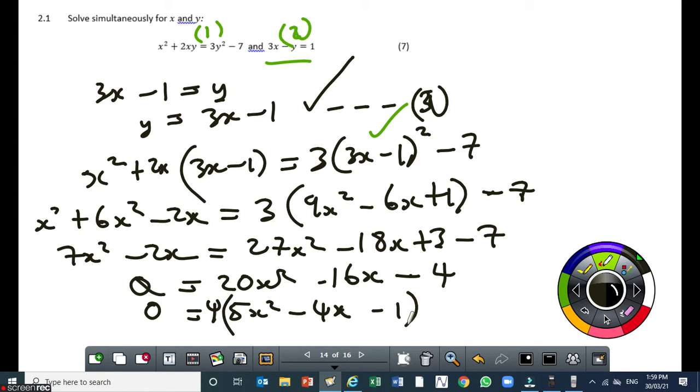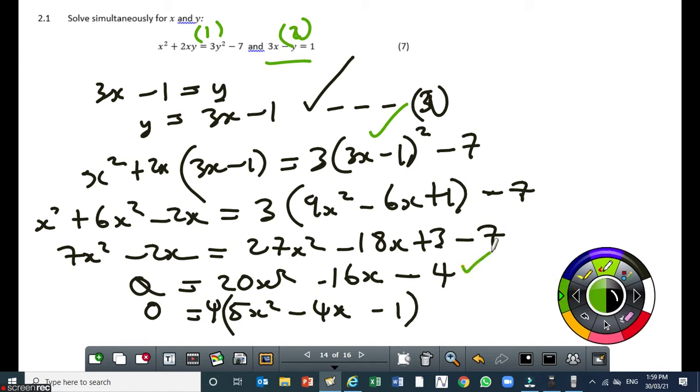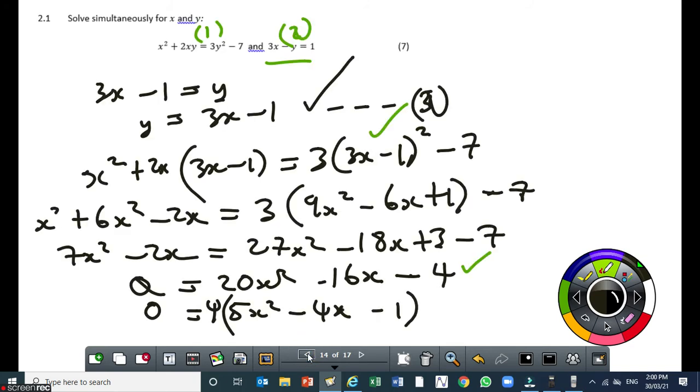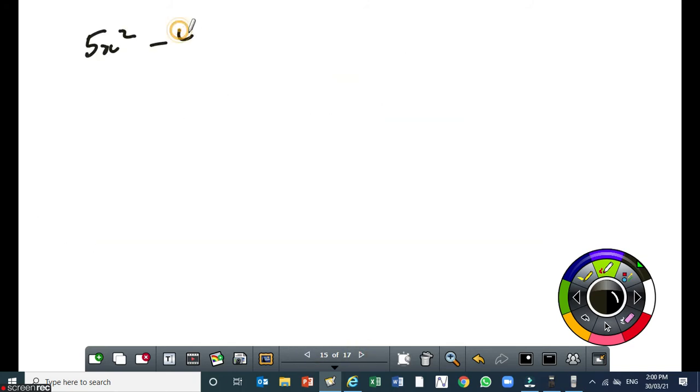Okay? Are you following? Then, divide both sides by 4, you end up having this quadratic equation. By the way, you may get a mark here, just to remind you, or you could get a mark on the next step that I'm going to write. So my quadratic equation is going to be 5x squared minus 4x minus 1 equal to 0.